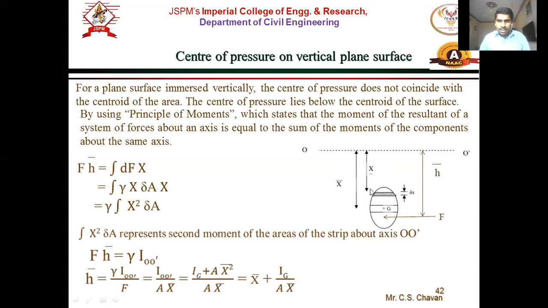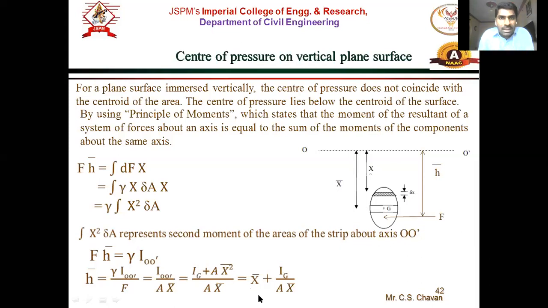If it is a rectangular plate, the moment of inertia will be different. If it is square, if it is circular, right? So depending upon the geometry, we have to find the moment of inertia about the centroid plus area into distance square. So now the distance will be x bar, so x bar squared. So the same equation, now write down this equation. H bar is equal to x bar plus Ig upon A x bar.